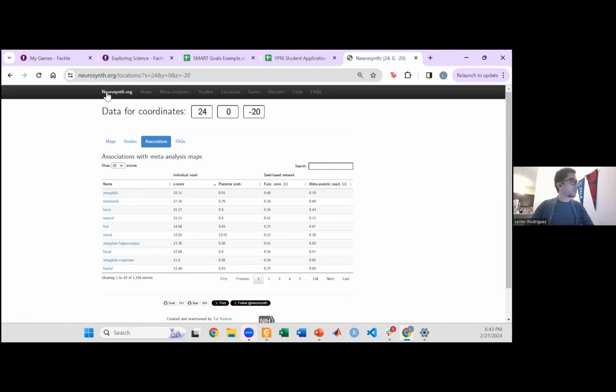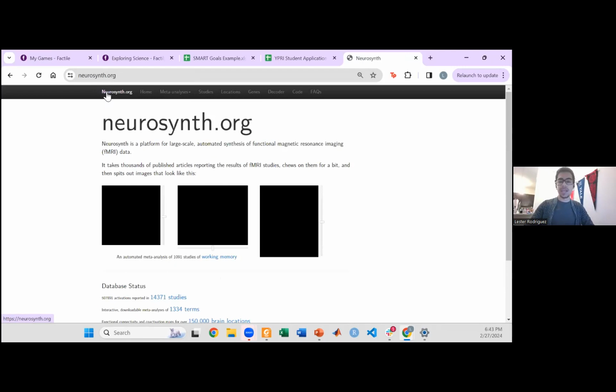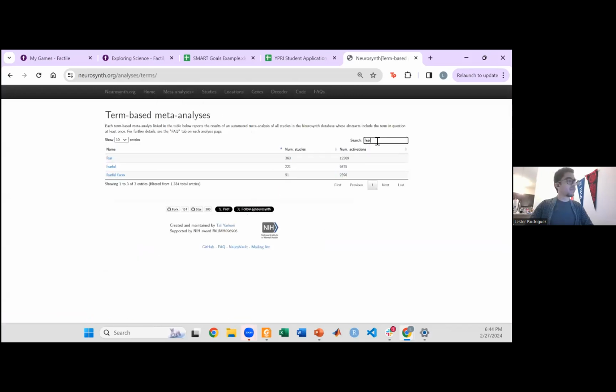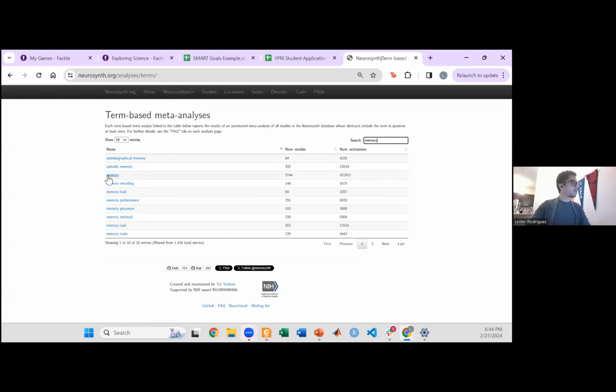Let's do memory. So we can go back to the main page. You can open the link again, or you can click here to open up the main page again. And now we're going to go again to terms, and we're going to type in memory. And we're going to click on memory. Here's memory. Is anybody able to search memory? Yes or no?